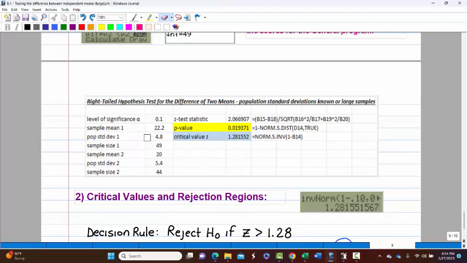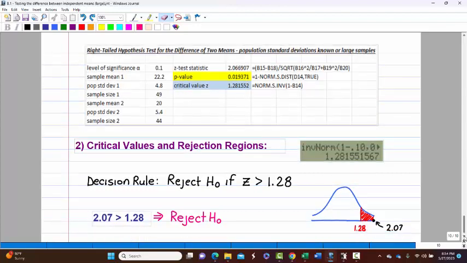And so the numbers for the first group were 22.2, 4.8, 49, 20, 5.4, 44. There's the p-value, there's the critical value. So now we're trying this with critical values.